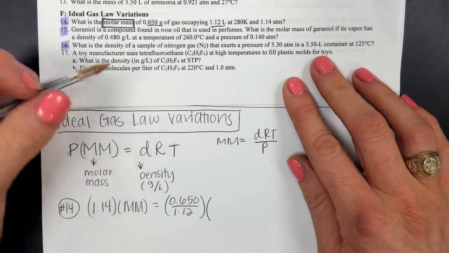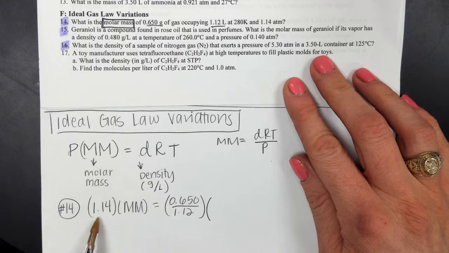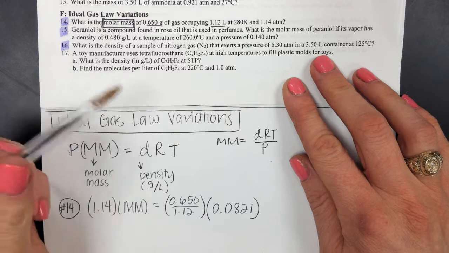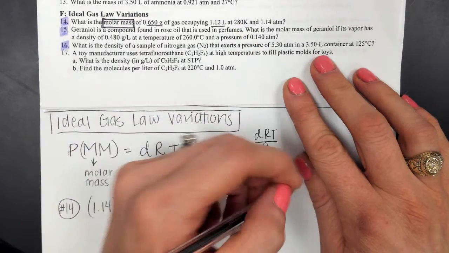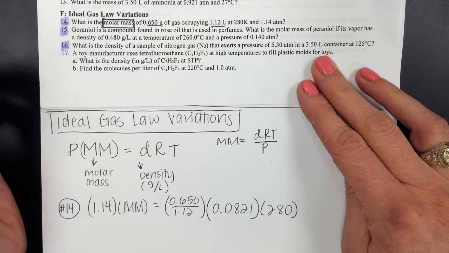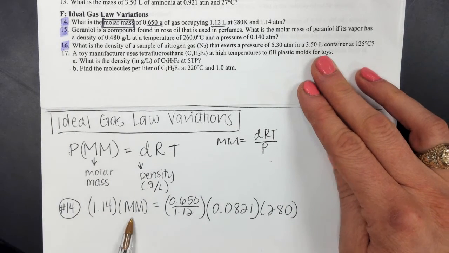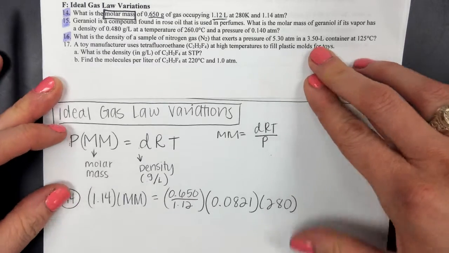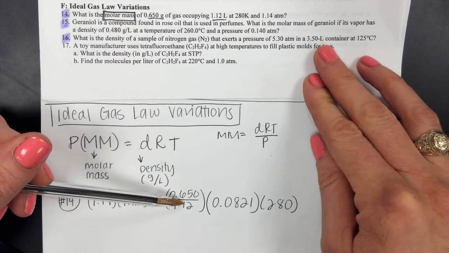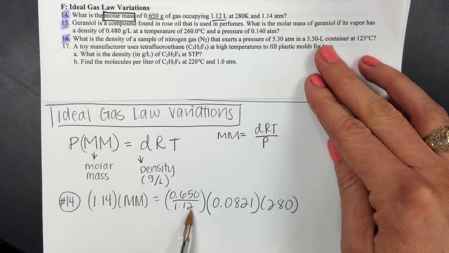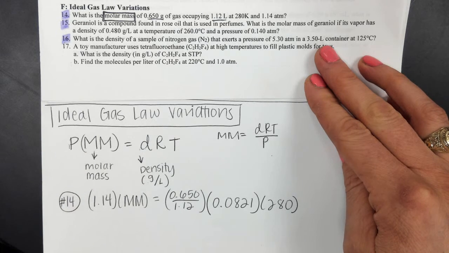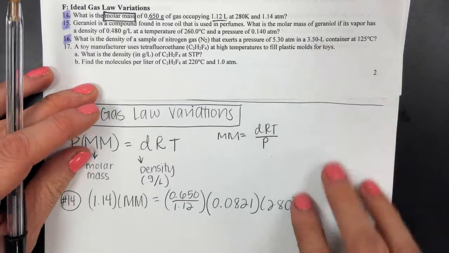My R value I pick based on my pressure, which was in atm, so 0.0821, and my temperature, whoever wrote this packet was nice enough to give it to us already in Kelvin. So now we need to solve for molar mass, and you can do this a couple of different ways. You can solve for the density and put in one number there, or you can get 1.12 out of the denominator and solve it that way. Either way gives you the same answer.